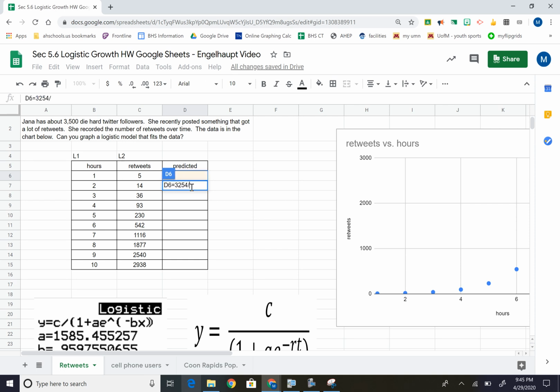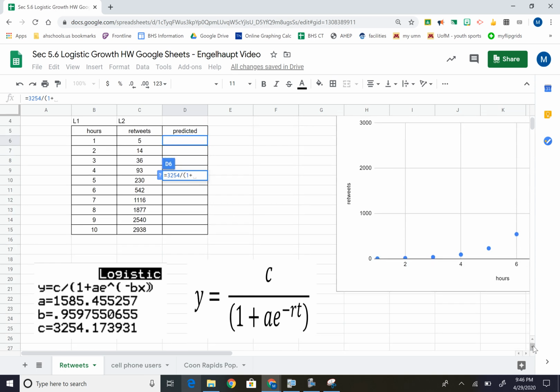So sorry, that happened. So equal sign, 3254 divided by parenthesis 1. What did it just tell me? I'm a little worried. 1 plus A. Now if I go down a little bit here, it says that A is 1585.